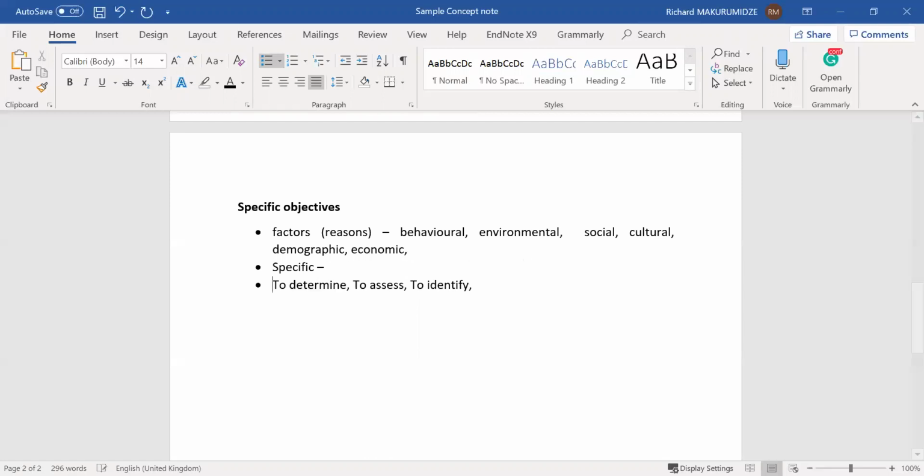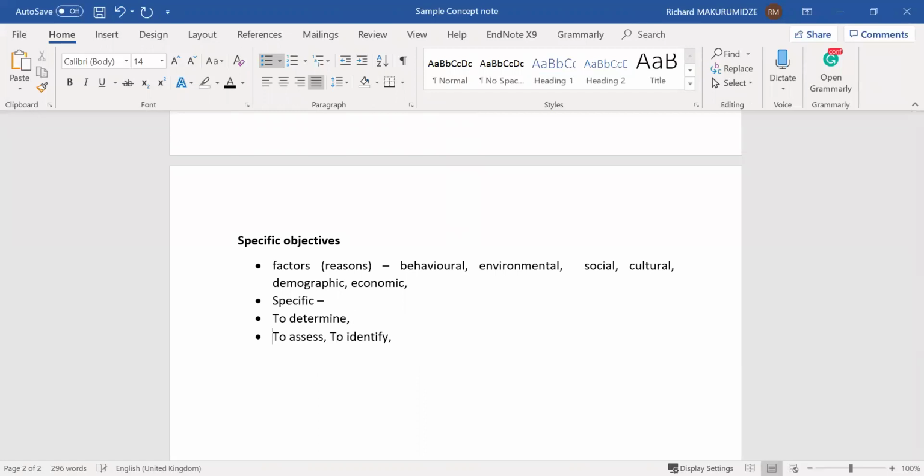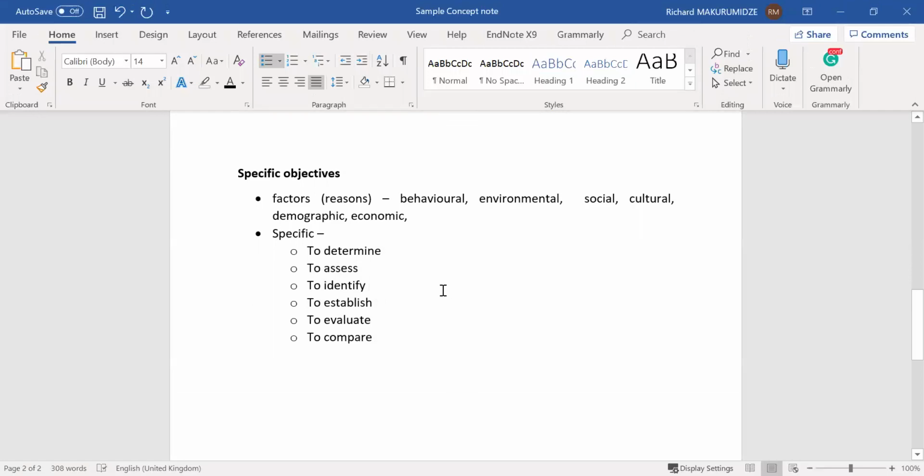These are the possible things you can use. There are also many other examples in your module which you can use to start your objectives: to determine, to assess, to identify, to establish, to evaluate, or to compare if you're comparing things. It depends on what you want to do. But as I said, the objective is what you set out to go and do.